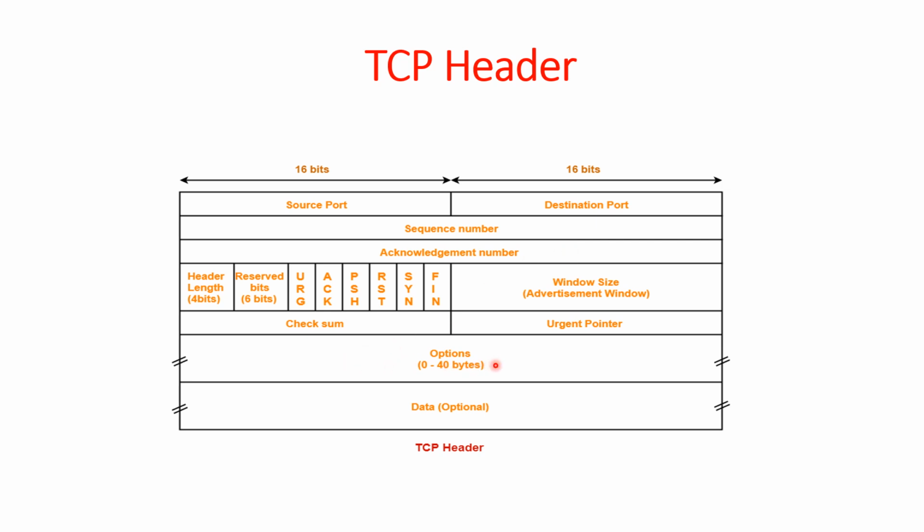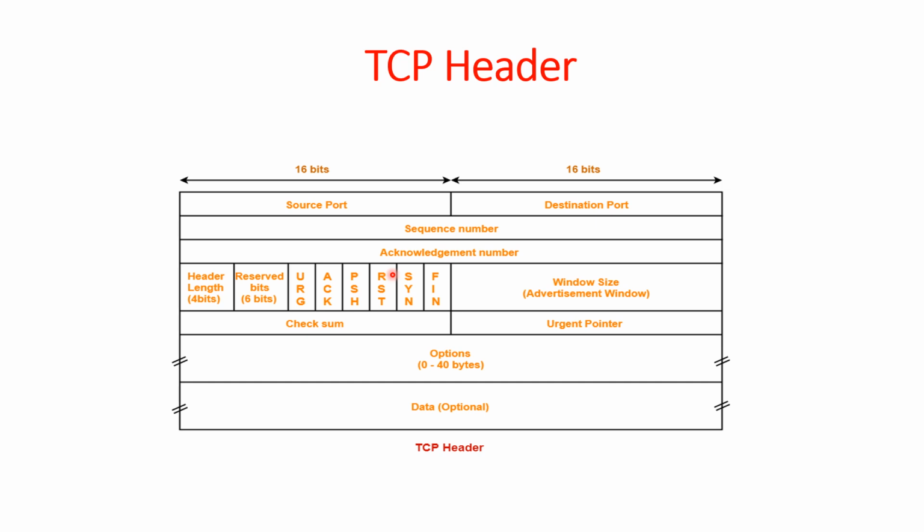Data offset, also known as the header length. This field indicates the length of the TCP header in 32-bit words. It helps determine where the data begins. Reserved bits, 3 bits. This field is reserved for future use and should be set to 0. Flags, 9 bits. These control flags indicate the state of the connection and specific actions.